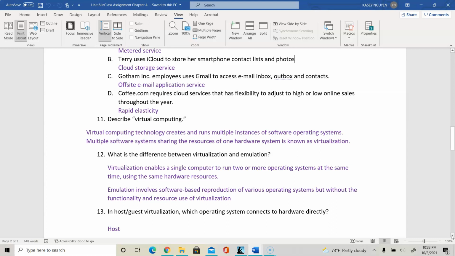We talked about the differences between virtualization and emulation. Virtualization enables a single computer to run 2 or more OSs at the same time using the same hardware resources. Emulation involves software-based reproduction of various OSs, but without the functionality and the resources of virtualization. So it's completely removed from virtualization.